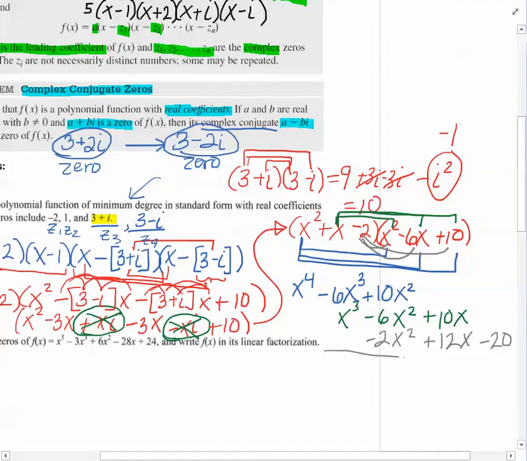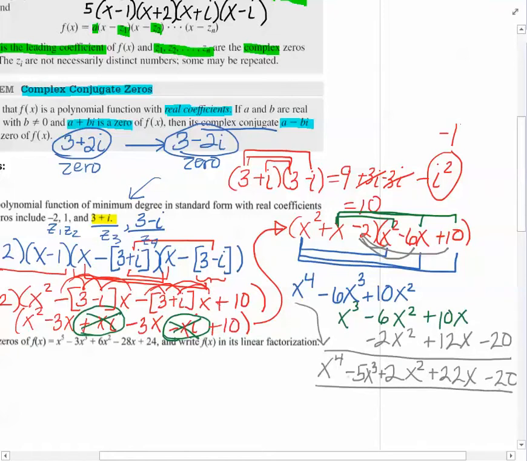Now let's just add up everything. Okay, negative 20, 22x. That's going to be negative 2x squared plus the 22x. We have a negative 5x cubed, and then the x to the 4th, there's only one of them. Whew. Alright, there's your function. That is the simplest function that fits this criteria.